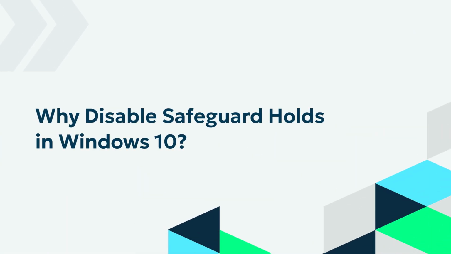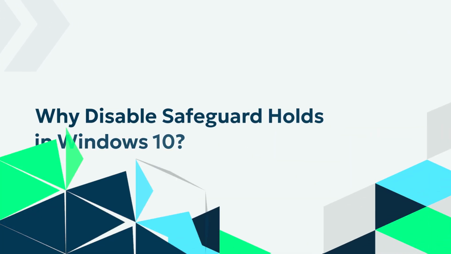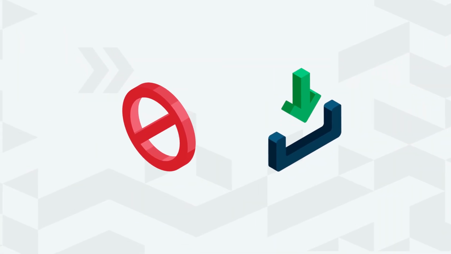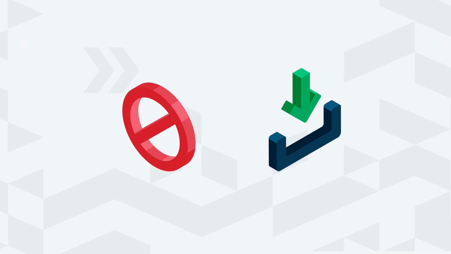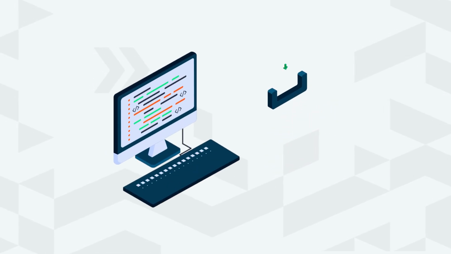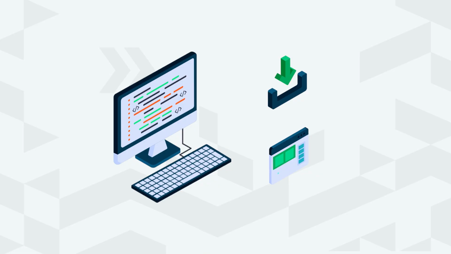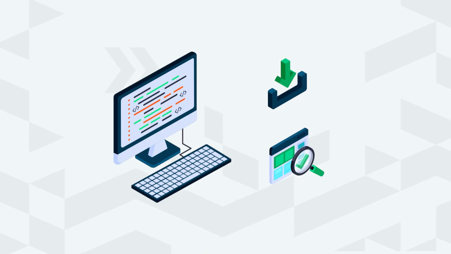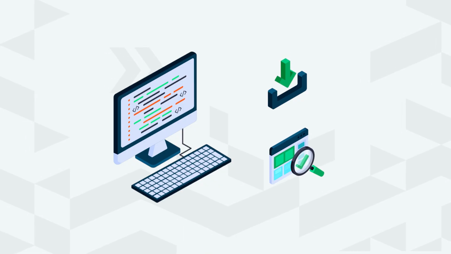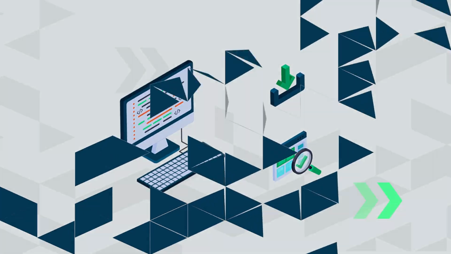Why disable safeguard holds in Windows 10? Safeguard holds in Windows 10 block updates to protect devices, but they can also slow down IT tasks. Disabling them lets IT teams test new Windows versions earlier in lab environments and safely install updates when known issues don't affect their specific setup.